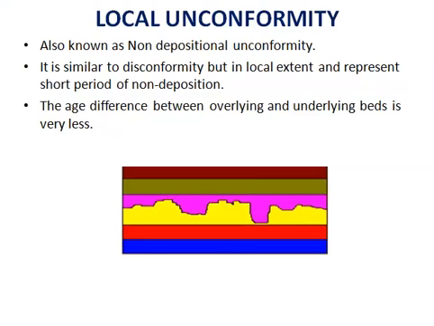Local unconformity, also known as non-depositional unconformity, is similar to disconformity but local in extent. Means such type of unconformity is traceable only in a small area or in a few rock formations of a given area. Such type of unconformity represents a short period of non-deposition. The age difference between overlying and underlying bed is very small.